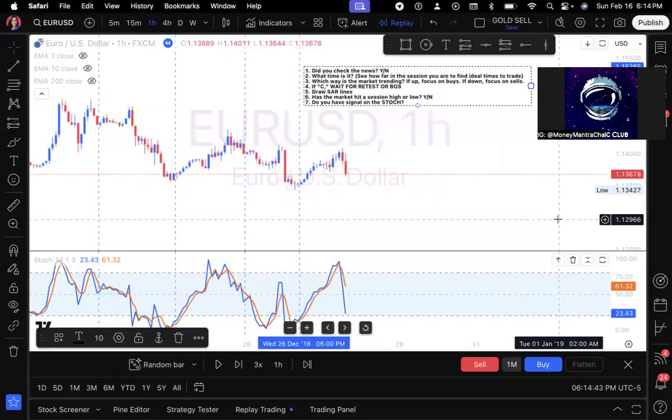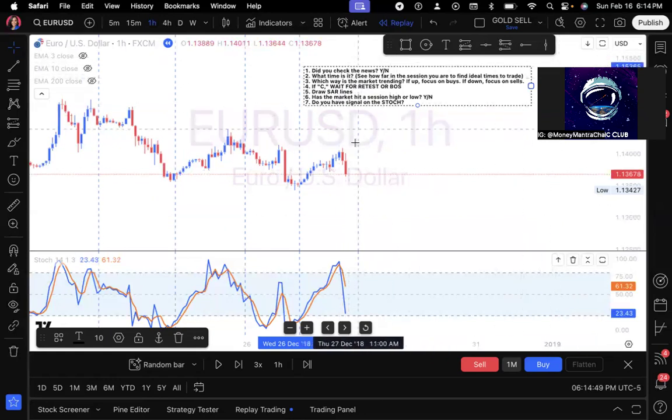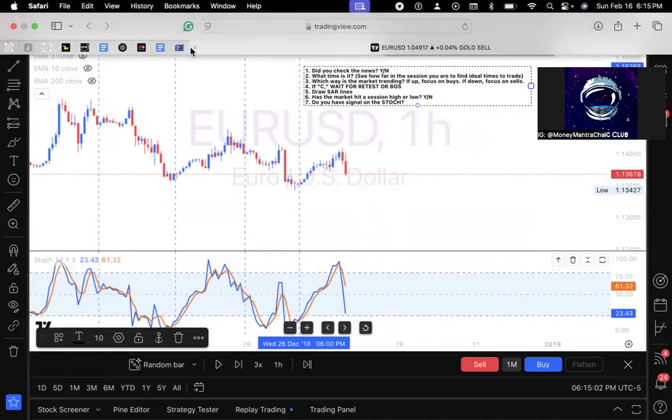But as soon as that 9:30 comes, if you back test this, you'll see that a lot of activity tends to happen around that time as well. The next thing I'm going to do is check the news. So I can see that on this candle, it was December 27th, 2018. And I'm going to go to Forex Factory and check the news.